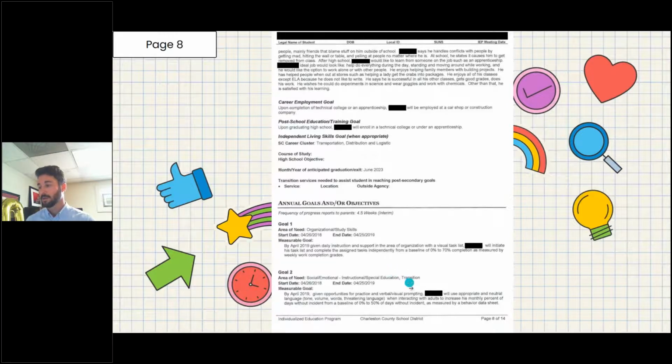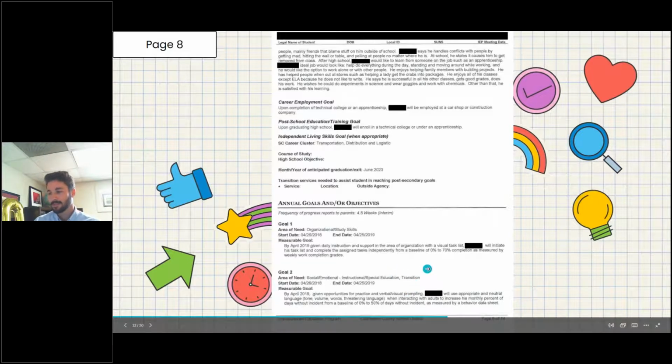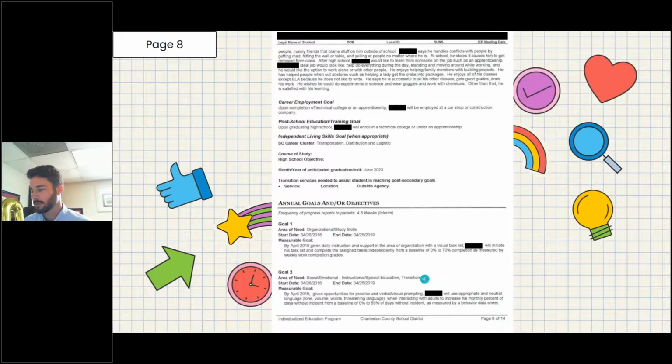So, given opportunities for practice and verbal visual prompting. I guess they could be practicing in the special ed classroom maybe, but we should specify that. Verbal visual prompting, I want to know exactly what we're talking about. Is it like someone silently going, oh no? What is that supposed to mean? I don't know. I was in this meeting four or five years ago, and I don't remember.